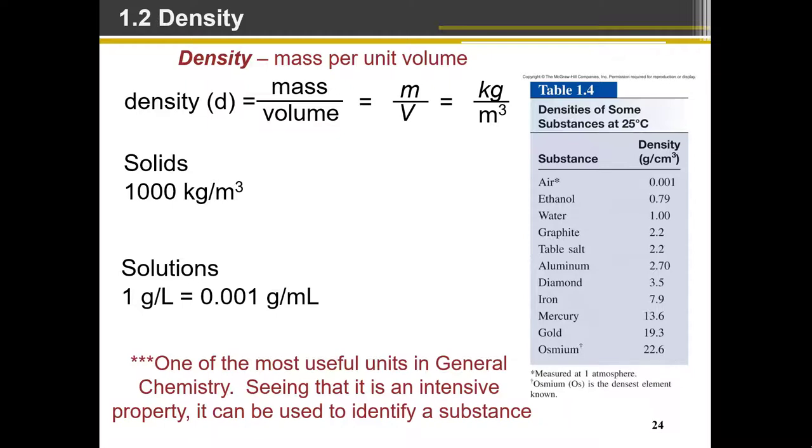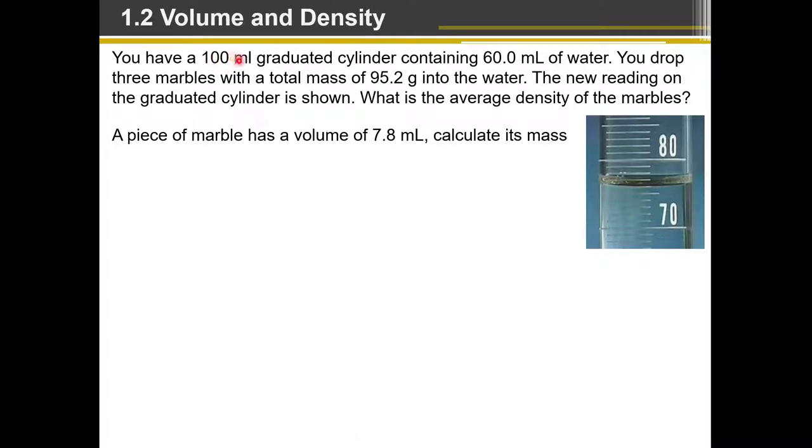Density is one of the most important properties and units in general chemistry, because it's characteristic for different substances. Once you are able to measure the density, you should be able to come to a conclusion about the identity of your substance. So if you have a 100 milliliter graduated cylinder containing 60 mils of water, and you put 3 marbles with that total mass right here into the water, and this is the new reading that you see in this case, what is the average density of marbles?